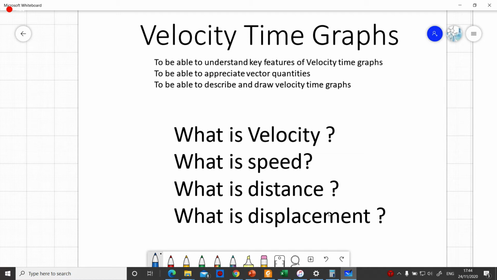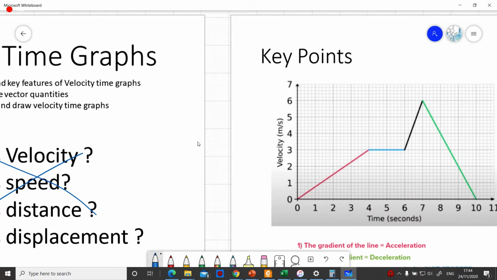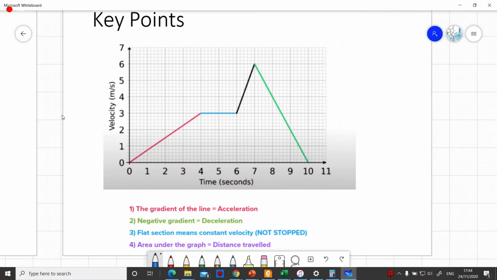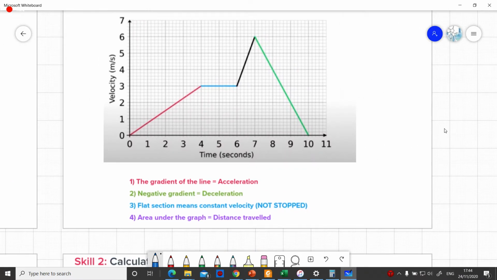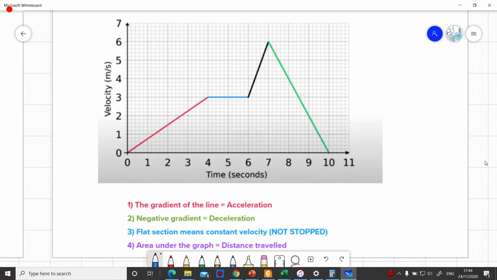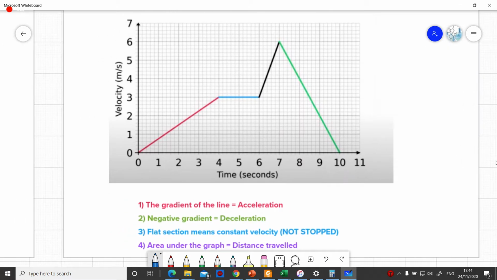So, let's absolutely skip this page. Let's ignore this, for instance. Let's not confuse ourselves about velocity and speed and physics. Let's keep physics to physics. Let's go straight to the key points, the most important thing. So this graph, or these notes, are the most important thing that will help you counter any question.